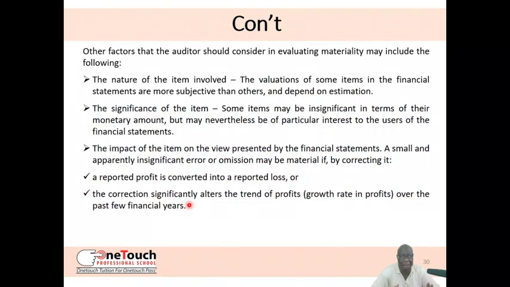So that is judgmental. Other factors that the auditor should consider in evaluating materiality may include the following. One, the nature of the item involved. When they say the nature of the item involved, the valuation of some items in the financial statements is more subjective than others. Some are subjective, others have specific values. Let's say provision for depreciation, it's a subjective materiality. Then we also have significance of the item. Some items may be insignificant in terms of their monetary amount, but may nevertheless be of particular interest to users of financial statements.